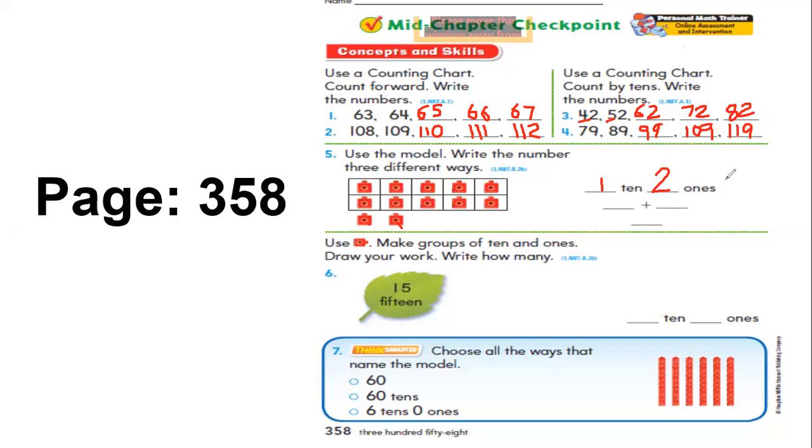So 1 ten and 2 ones. So right here, 10 plus 2. Altogether, how many do you have? 10 plus 2. Yes, 10 plus 2 equal 12. Very good.